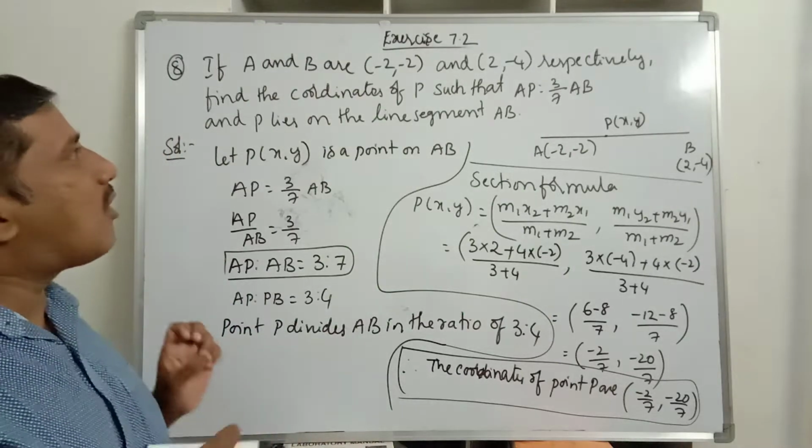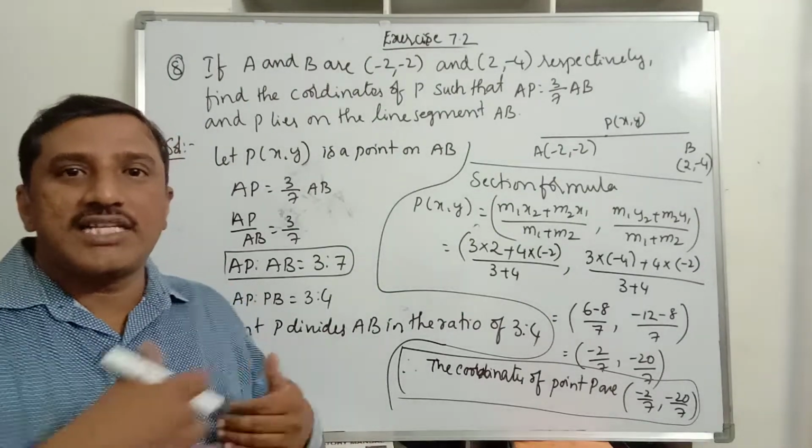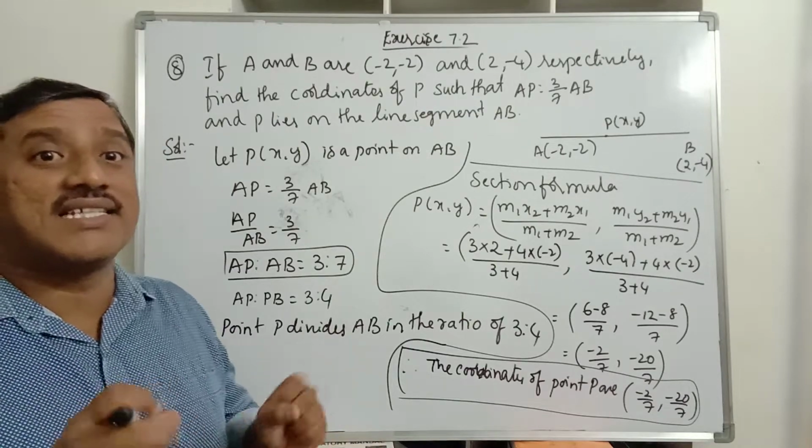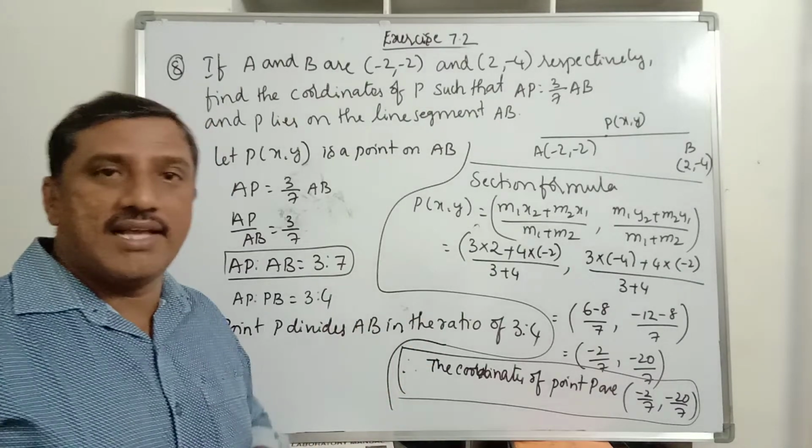So with this we have completed the section formula. Next we will discuss the area of a triangle when we know the three vertices of the triangle. That we will discuss here.